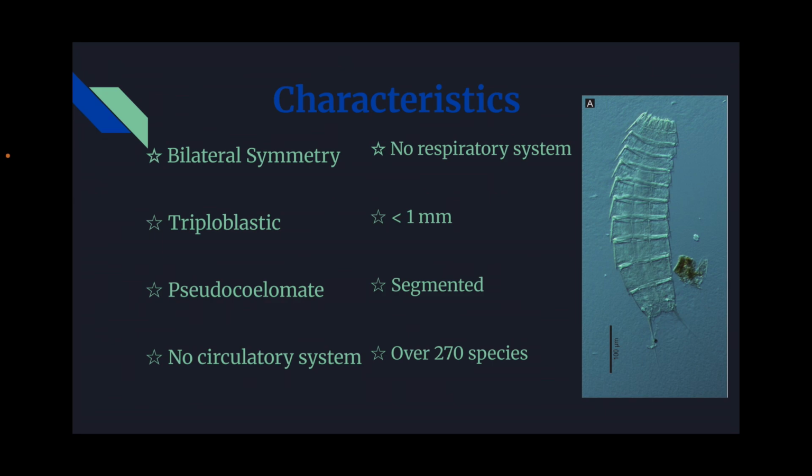The mud dragons also don't have lungs or gills, so instead they use diffusion to move oxygen and carbon dioxide across their body. And because they're so small, less than 1 millimeter in length, this lets oxygen diffuse directly into their cells. They are segmented animals with a total of 13 segments, and there are over 270 species of them so far.